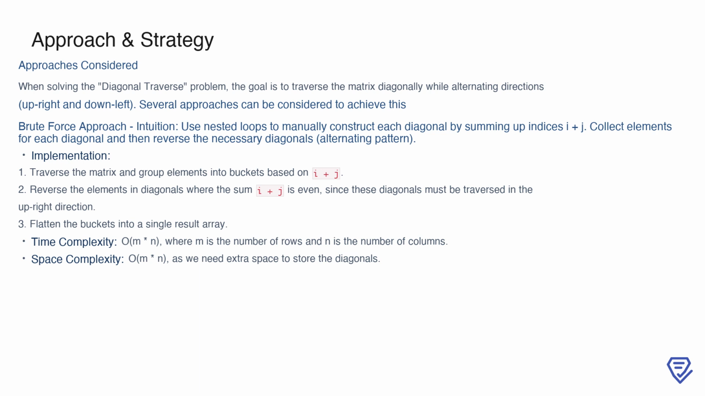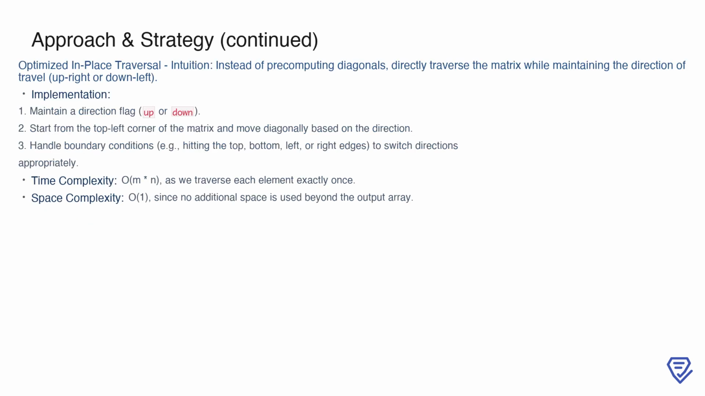While this approach is straightforward, it requires extra space to store the diagonals and also involves additional processing to reverse select diagonals. The time complexity is O(m*n), as we visit each element once, and the space complexity is O(m*n), due to the intermediate storage of diagonals. An alternative and more efficient method is the optimized in-place traversal approach. Here, instead of pre-computing and storing the diagonals, we directly navigate through the matrix while keeping track of the direction we are traveling. This is achieved by maintaining a direction flag, which toggles between up-right and down-left.